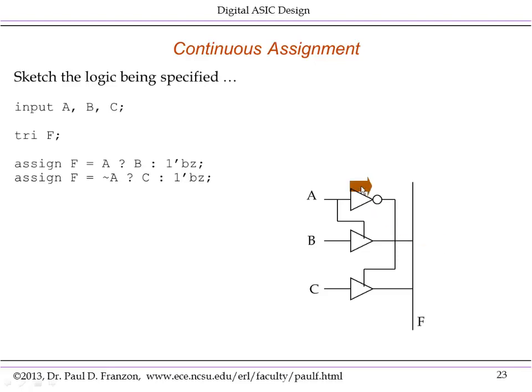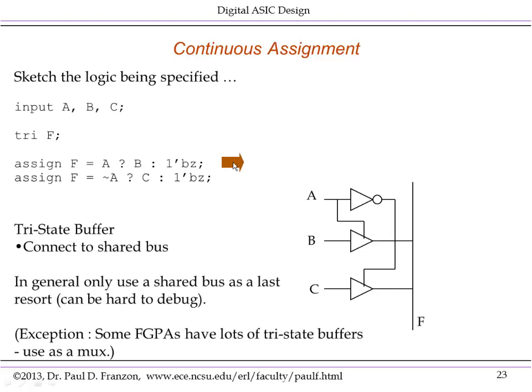Notice this is the only time in Verilog, in synthesizable code in general, that you can assign a variable from two different places. And the only reason we can do that in this case is because of the use of high impedance, to make sure that only one of these structures is actually driving the bus F at any one time. So this is the only way to build a tri-state buffer and a shared bus in synthesizable Verilog.